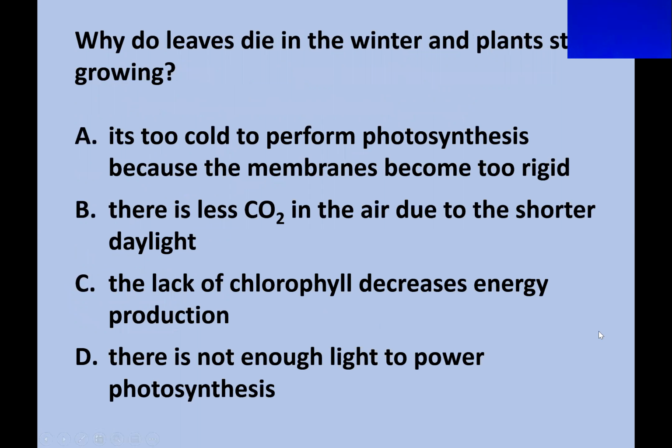Here's a question. Why do leaves die in the winter and plants stop growing? So the correct answer is D. There's not enough light to power photosynthesis. So the plants can sense the decrease in light time. And so they stop making chlorophyll. They stop doing photosynthesis. They allow those leaves to drop off and kind of go into a dormant stage, right? Because they're not going to have enough power to make enough sugar to keep the plant growing through the winter.